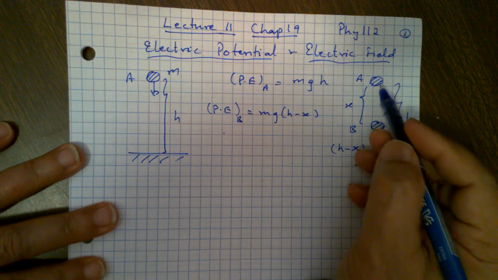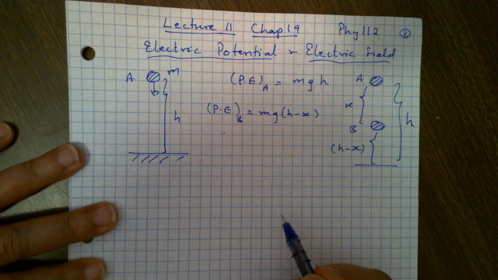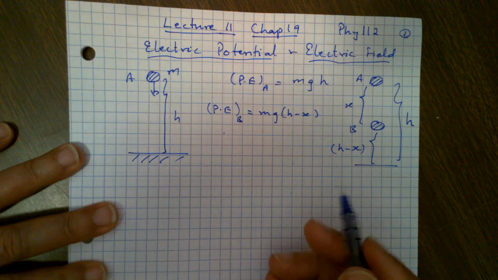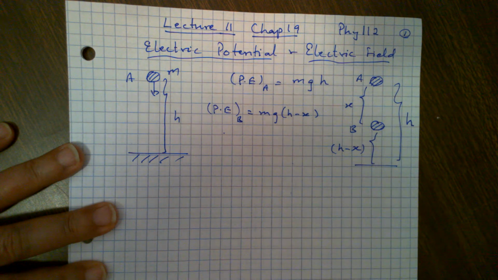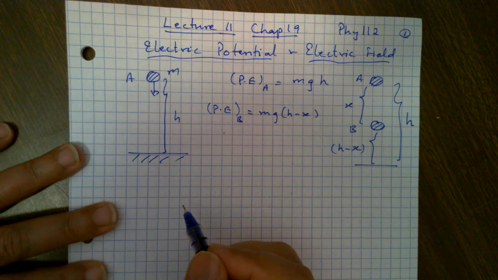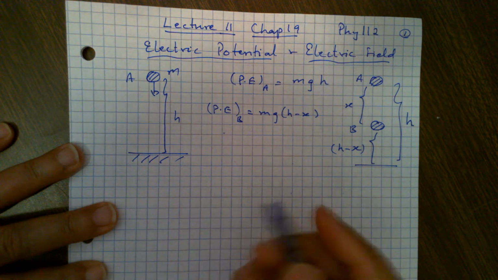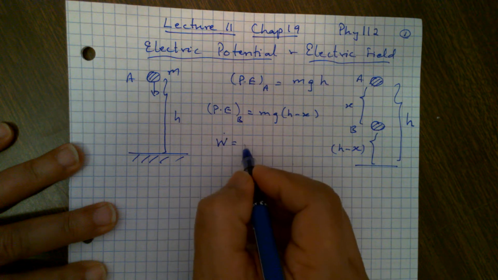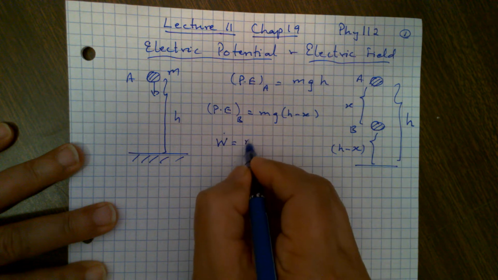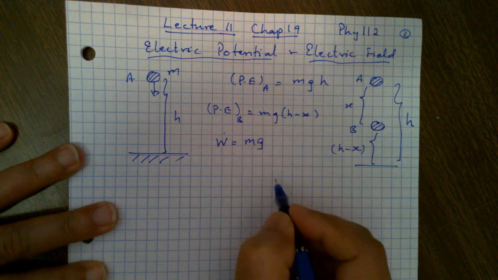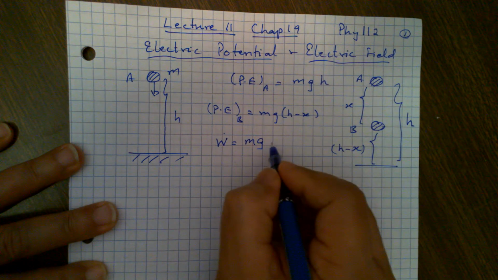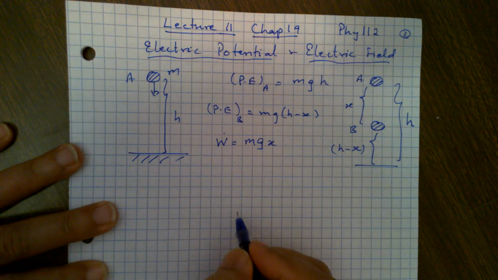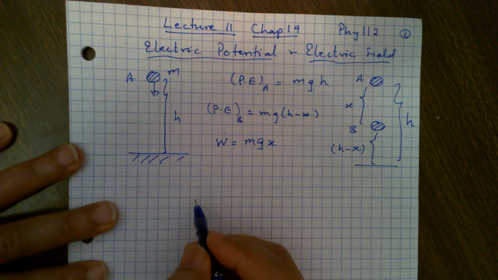So when it drops a distance x, why does it drop? Because the gravity is pulling it down. That means gravitational force has done work on that object, and the work done is, you all know, force times distance. The force is mg, and the distance it has dropped is x. So the work done is mgx.